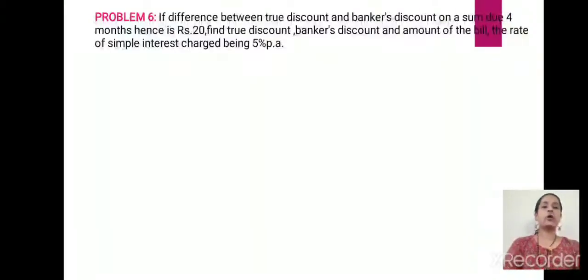Now we go to the next example. Now problem 6. If a difference between true discount and banker's discount on a sum due 4 months hence is rupees 20. Find the true discount, banker's discount and amount of the bill. The rate of simple interest charged being 5% per annum.